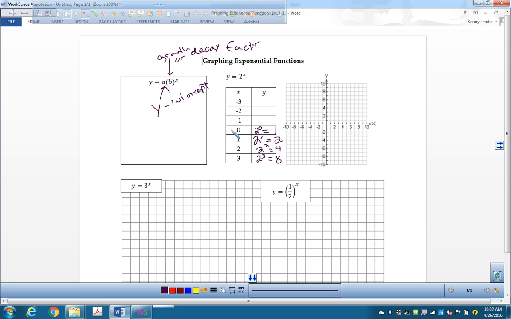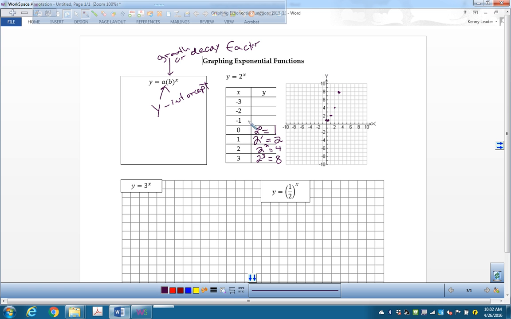So that says that when x is 0, y is 1. So I'm going to plug in 0, 1. Then I'm going to plug in 1, 2. Then I'm going to plug in 2, 4, 3, 8. It's kind of going to look like that. But what about back here, as I go backwards?